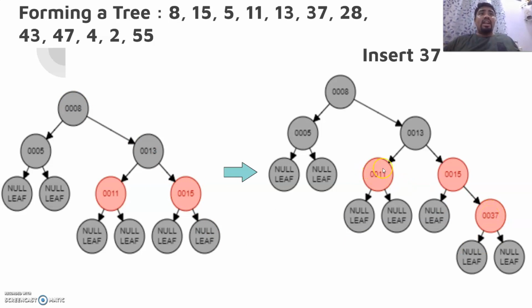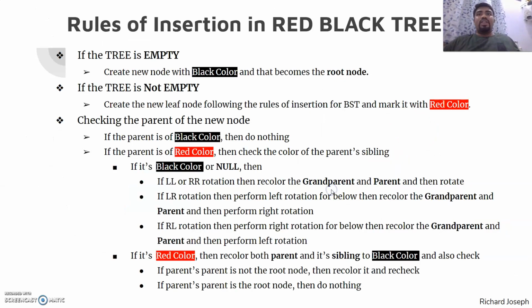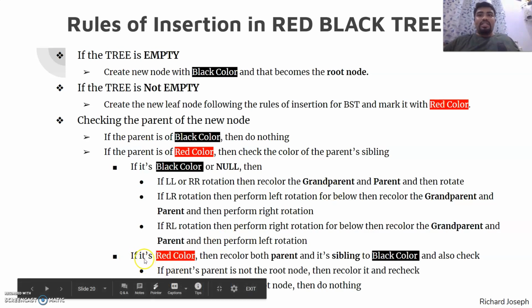Yes, he has an uncle. And the uncle has the same color as that of the parent. That is, both are red. In this case, what do we do? We recolor them both. And we also recolor the grandparent if he's not a root node. So now in this case, I'll have to make both the parent and the uncle black and node 13, who is the grandparent, red. So let's check out. Does it say the same thing? Yes, it does. If it is the red color, then you have to change both parent and sibling to black color, and the grandparent has to be recolored, and then we have to recheck.